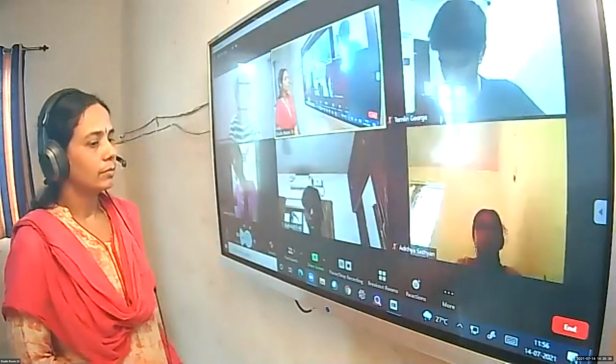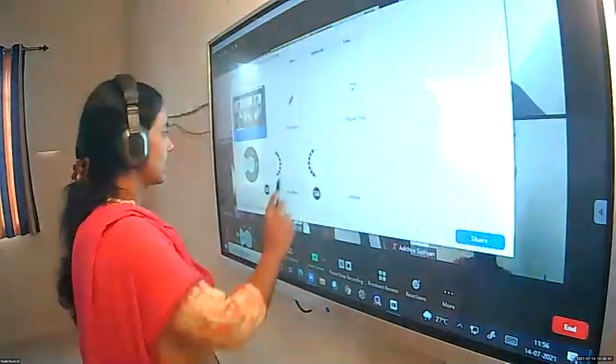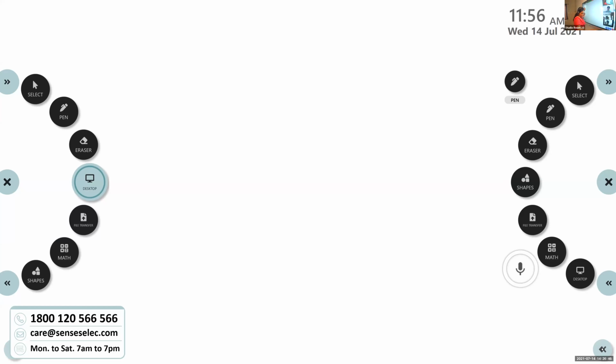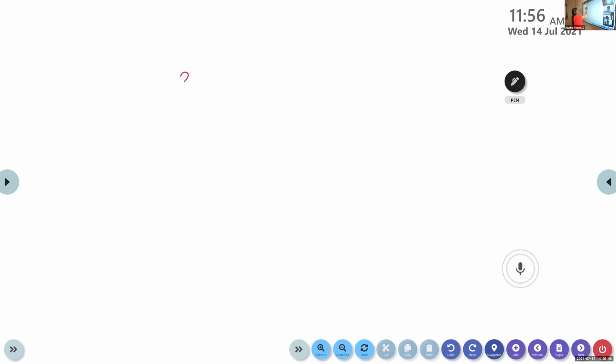So let's discuss the answers. Look at the first one. What is the question given there? Solve. 3 into 2 minus x is greater than or equal to 2 into 1 minus x. How to do this? First of all, we will open the bracket. When you open the bracket, it is 6 minus 3x is greater than or equal to 2 minus 2x.